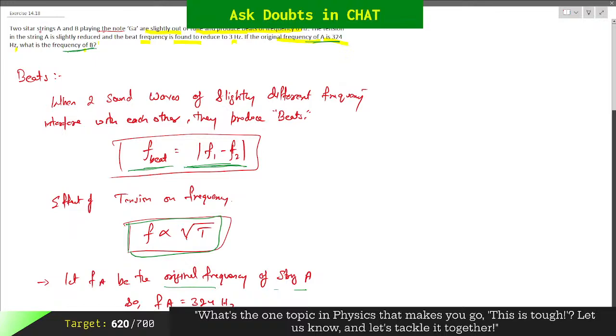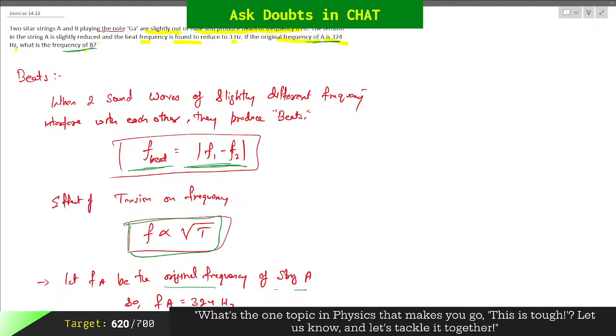The question says that two sitar strings A and B playing the note Ga are slightly out of tune and produce beats of frequency 6 Hz. The tension in the string A is slightly reduced and the beat frequency is found to reduce to 3 Hz. If the original frequency of A is 324 Hz, what is the frequency of B?